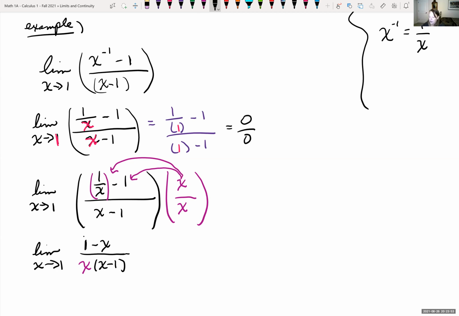Unfortunately, if I go back in here and I do my direct substitution and I plug in 1 for x, notice I get 1 minus 1 in the numerator. That's 0. All over 1 times 1 minus 1 in the parentheses. So 1 times 0, which is 0.